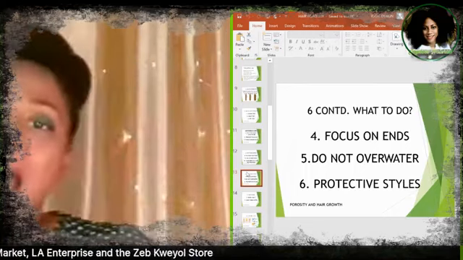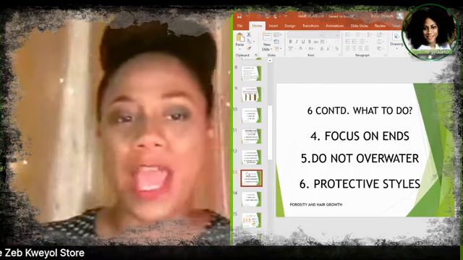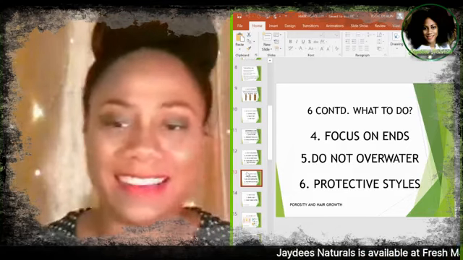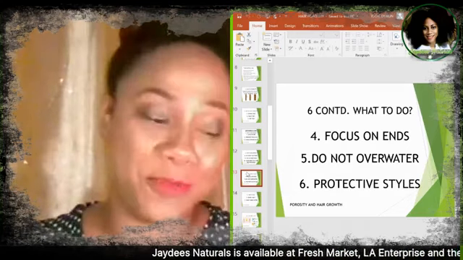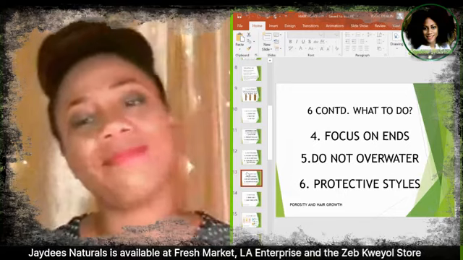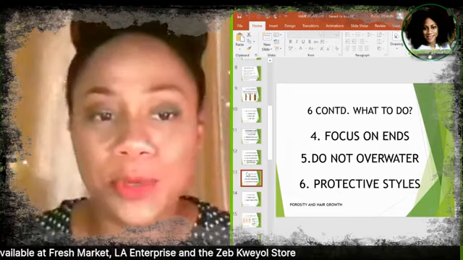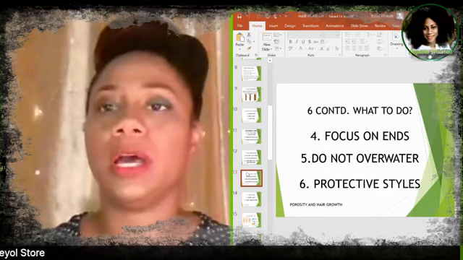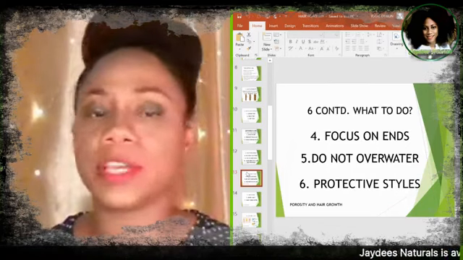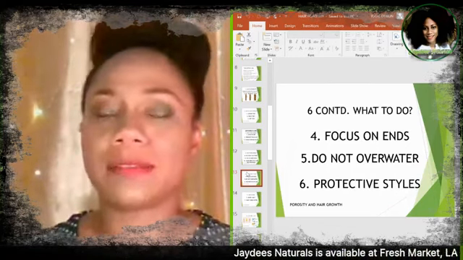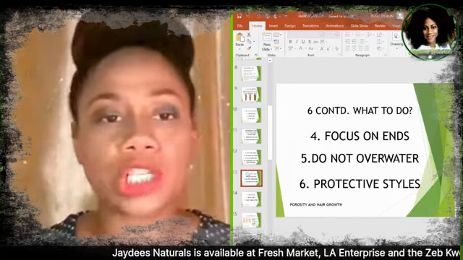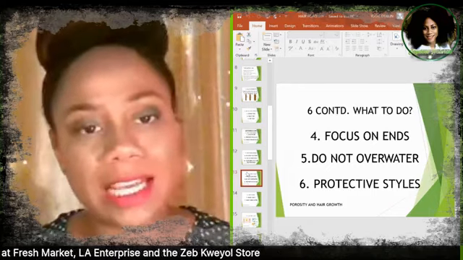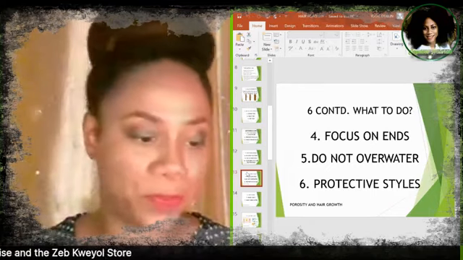Now that we have a few things that we can use to identify whether our hair is low porosity or not, what should we do if we have low porosity hair in order to keep our hair supple, to keep it soft, to keep it absorbing the moisture that it needs, and to retain the moisture that it needs? What do we do?